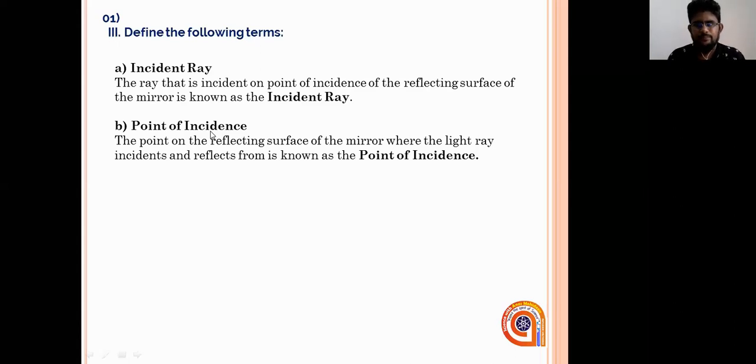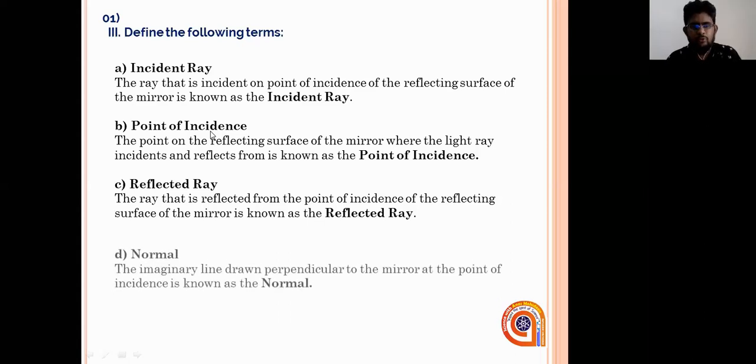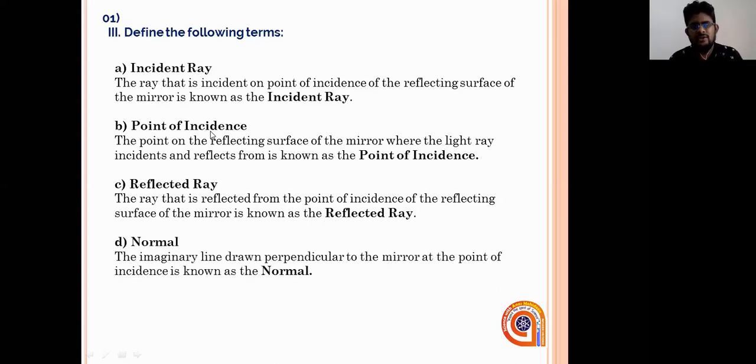That's the second word. And our third word is reflected ray. The ray that is reflected from the point of incidence of the reflecting surface of the mirror is known as reflected ray. And the fourth word, the normal: the imaginary line drawn perpendicular to the mirror at the point of incidence is known as the normal. For the surface of the mirror, we draw a line vertically at the point of incidence. This is what we term as normal. So we'll go to the next question now.